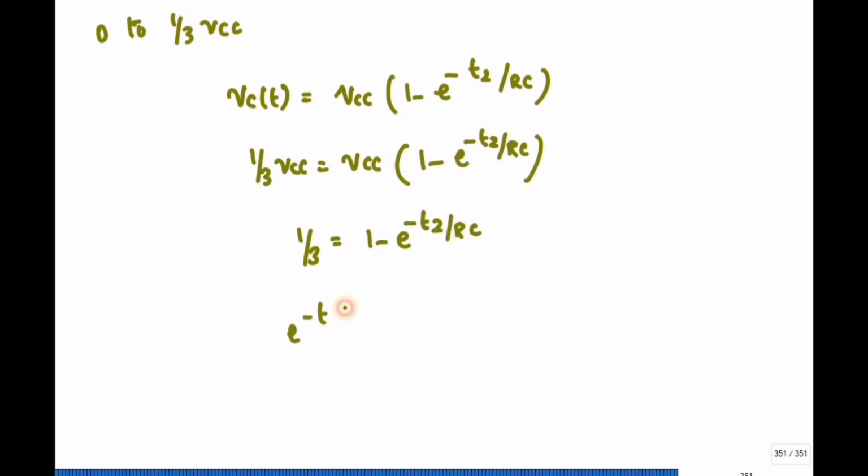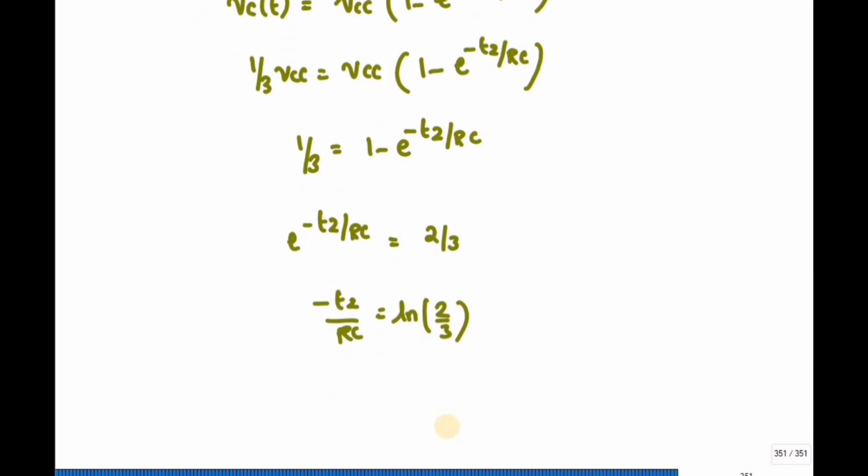So e to the power minus T2/RC is equal to 2/3. If I take ln on both sides, I get minus T2/RC is equal to ln of 2/3. So my T2 is equal to RC ln of 3/2, that is equal to 0.405.